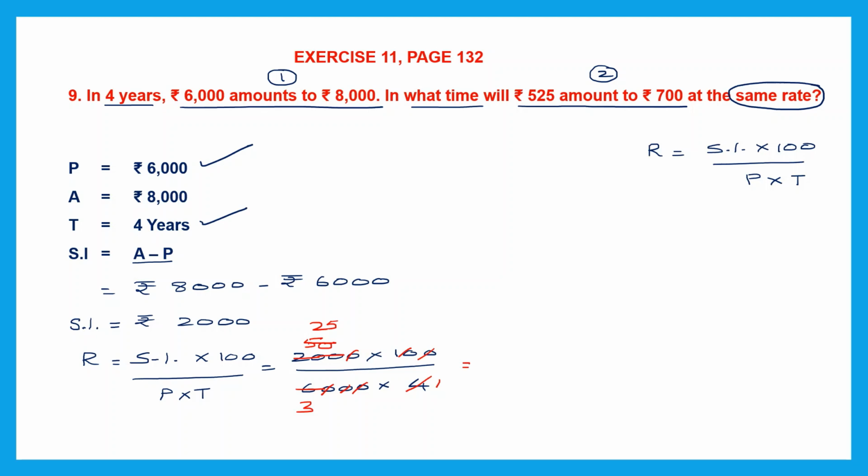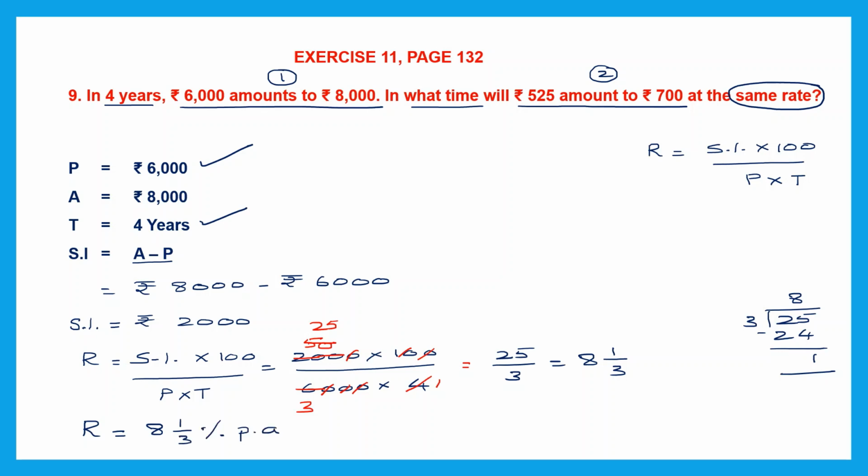So what do we have here? We have 25 by 3. Now let's convert 25 by 3 to a mixed number. So 3 eights are 24, and we have 1 remaining. So that will be 8 1 by 3. So what have we found now? We have found the rate, and that will be 8 1 by 3% per annum. Per annum because as you can see time is in years. So remember, time is according to the rate. So if this is in years, this will be per annum. So we have found the rate.